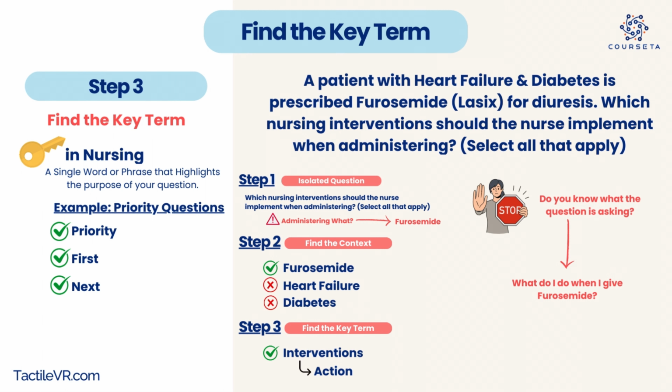Okay, that's our question. What's the context? Well, we have a patient with heart failure and diabetes, okay? And our key term here is intervention. So our answer options, when we go through them, before we even look at them, we need to know that we're looking for answer options that reflect on interventions or giving furosemide, okay? Why am I not considering the context? Because that's not really part of the question. The question is asking me, what should I do when I give furosemide? The heart failure and diabetes stuff is just additional information that isn't actually part of my question.